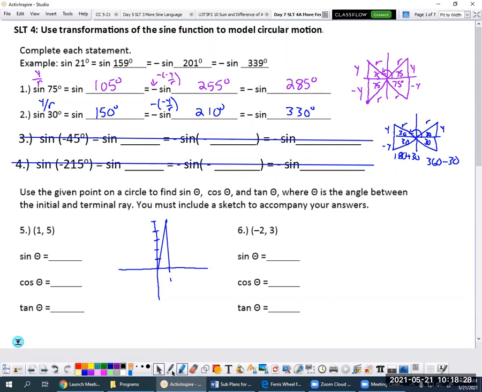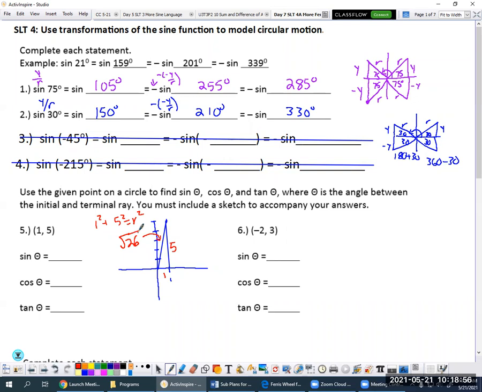And I'm going to label my triangle really nicely. Here I have a length of 1. Here I have a height of 5. And here I'm going to go 1 squared plus 5 squared equals r squared. 1 plus 25 is 26. If I have 26 equals r squared, that means the radius will be the square root of 26.